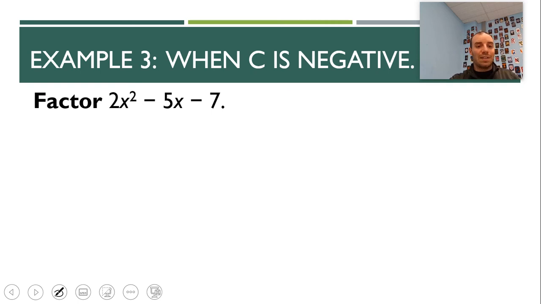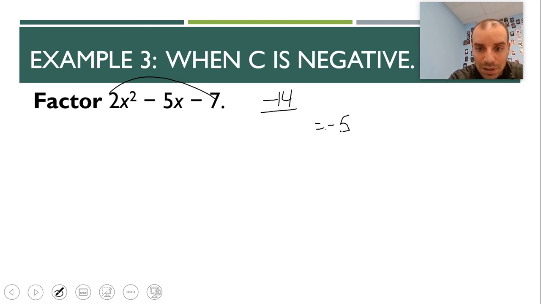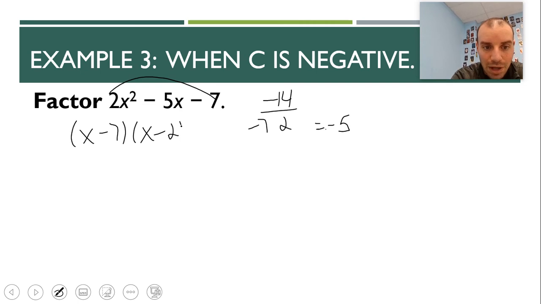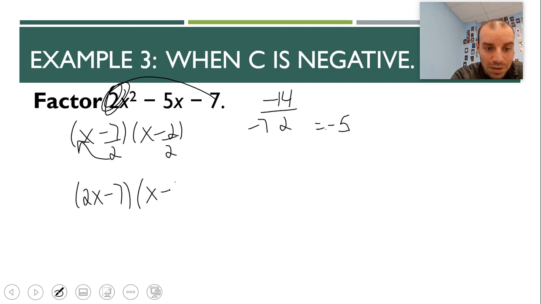Let's look when c is negative. Does it matter? Doesn't matter. Again, I'm going to use the slide technique. 2 times -7 is -14. Has to multiply to -14 and add to -5. Hopefully you're saying -7 and 2. Write it like it would a normal factoring. x minus 7 times x minus 2. You're not done. A is equal to 2 here. Need to divide by 2. -7 over 2, there's nothing to simplify, so the 2 is going to slide in front, and you're going to get 2x minus 7. 2 over 2 can be simplified to just 1, so you're going to get x minus 1.